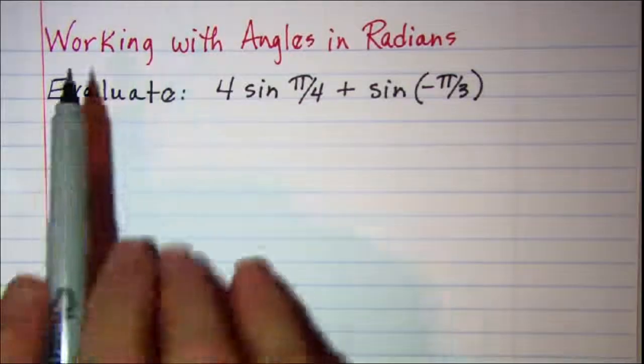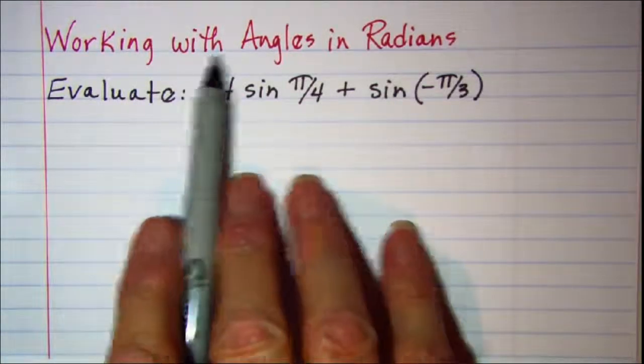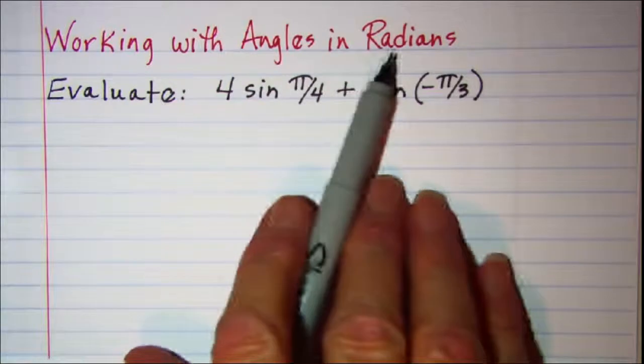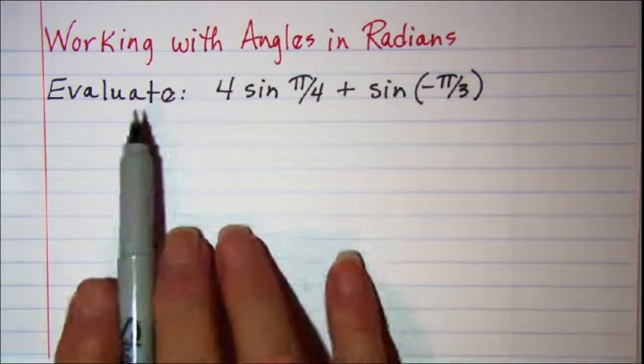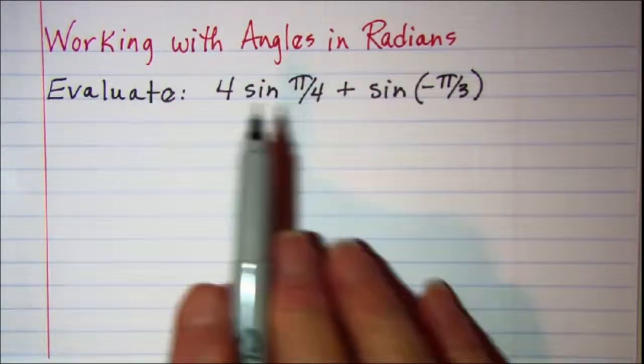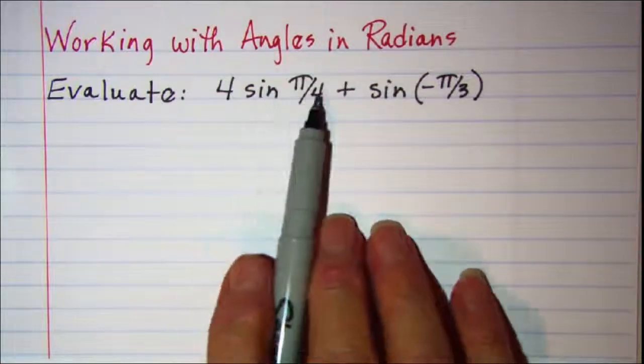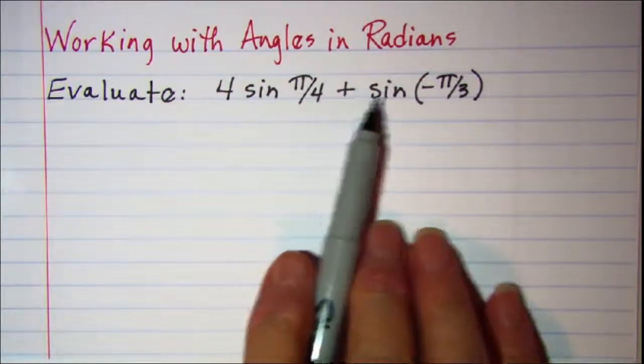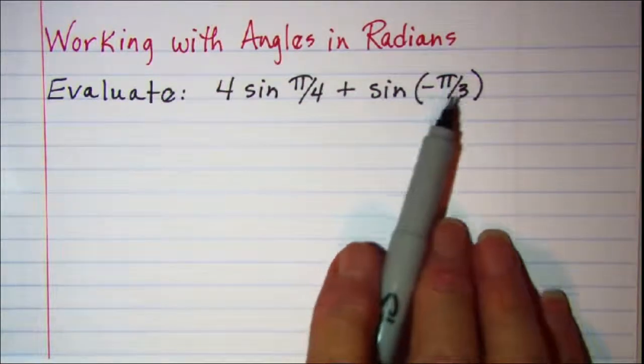In this video, we'll be working some problems with angles given in radian measure. Our first problem is to evaluate 4 sine pi over 4 plus the sine of a negative pi over 3.